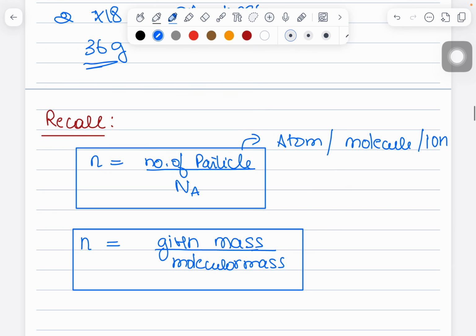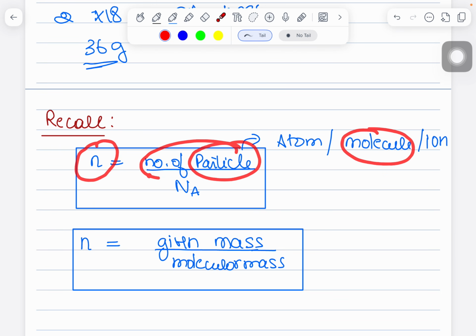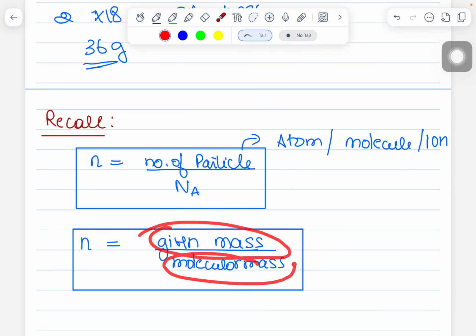This was about, if you want to recall, two formulas we have studied. Mole in terms of particle or molecule, that is number of particles divided by Na. Mole in terms of mass is given mass divided by molecular mass.